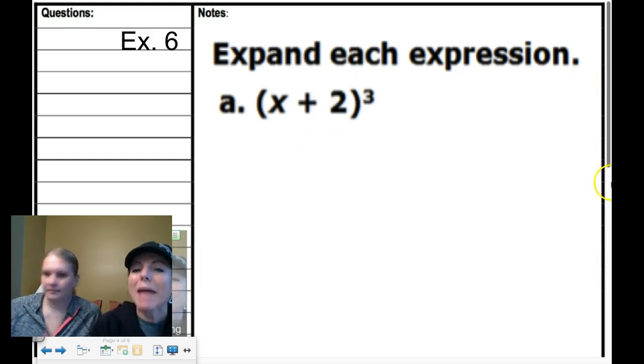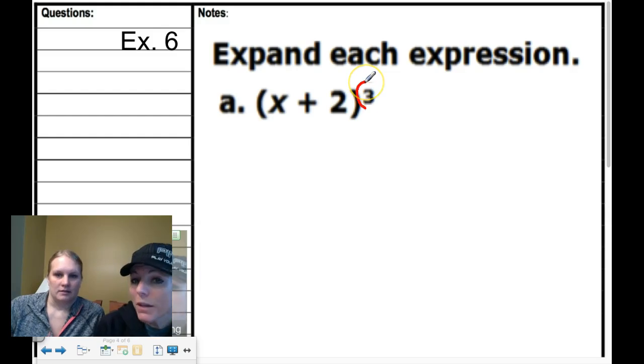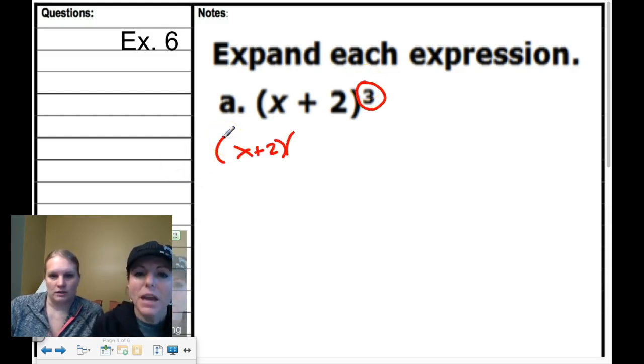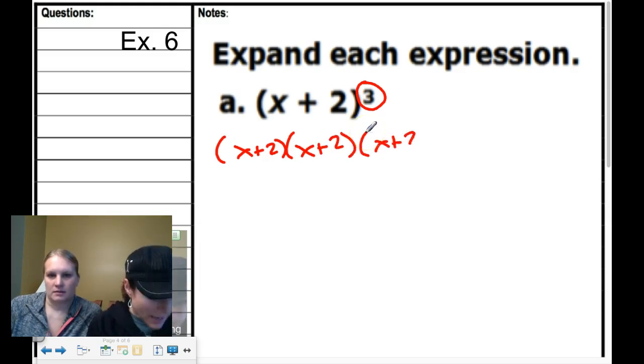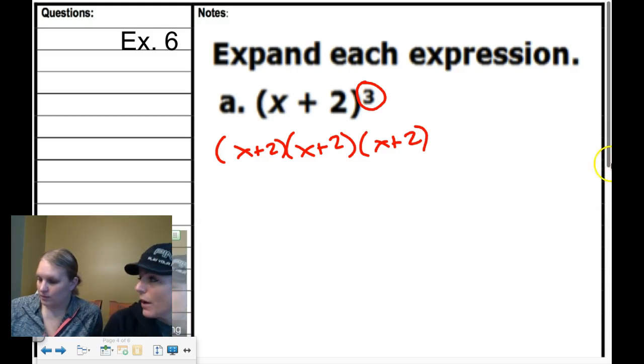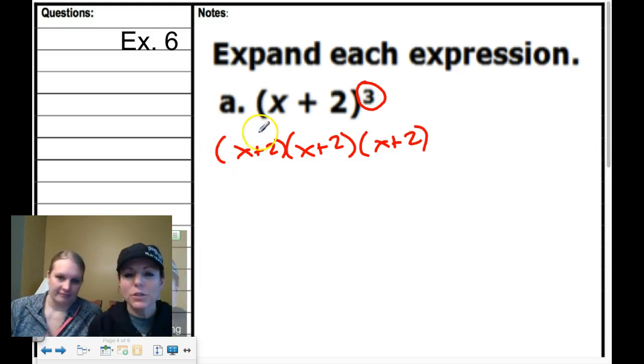So expand means there's 3 of them. So you're going to write it out 3 times. x plus 2, x plus 2, x plus 2. Now, guess what you're going to do now? Double FOIL. Yep. So let's start with the first 2.